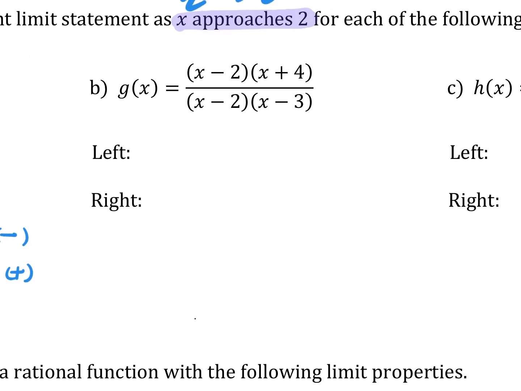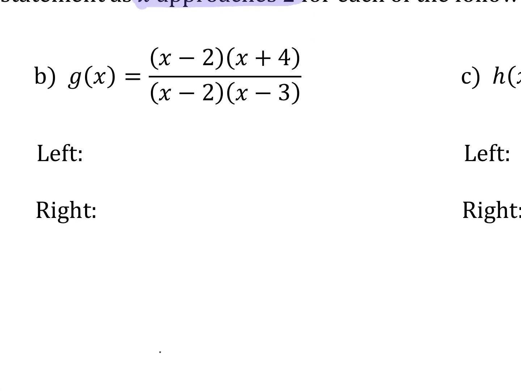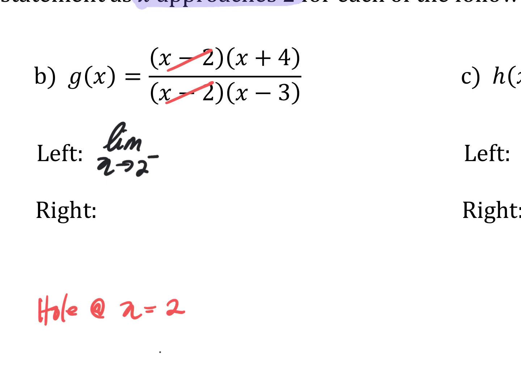Okay, so let's look at letter B. This is very interesting again because they already factored it out for us. But let's observe what we can see in here. So we can actually cancel x minus 2 and that's going to give us a hole at x is equal to 2. So if I write my limit statement, say limit as x approaches 2 from the left side of our f of x, what is left is just this one, right? This is the only one that's left after we canceled out. So we're going to write that instead, say g of x, x plus 4 all over x minus 3.